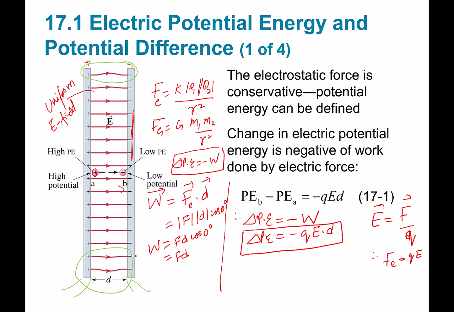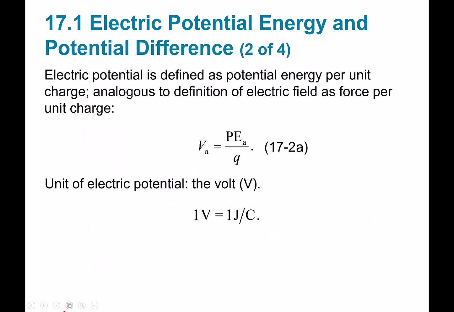The next topic is electrical potential. There's a difference between electrical potential energy and electrical potential. The change in potential energy is minus QEd, and it is not the same as electrical potential. Electrical potential is defined as the potential energy per unit charge, analogous to the definition of electric field.